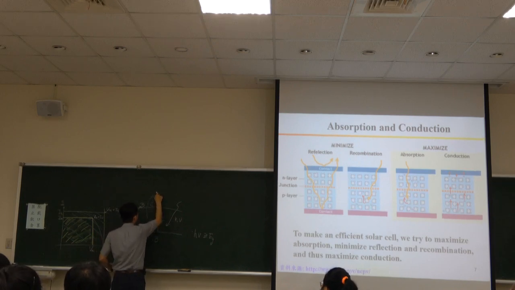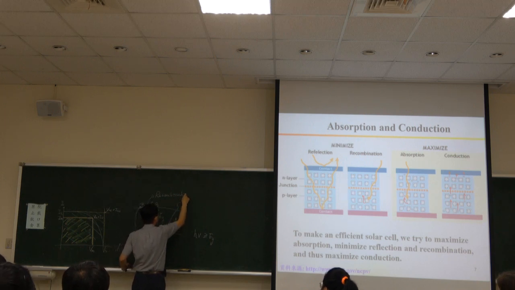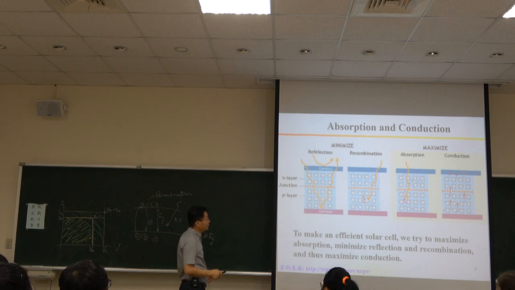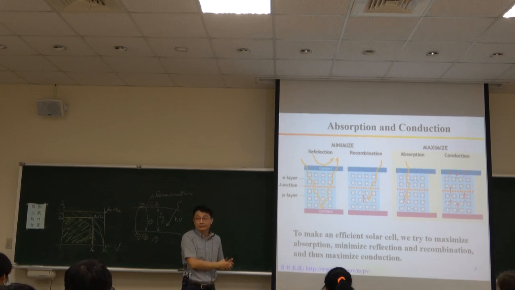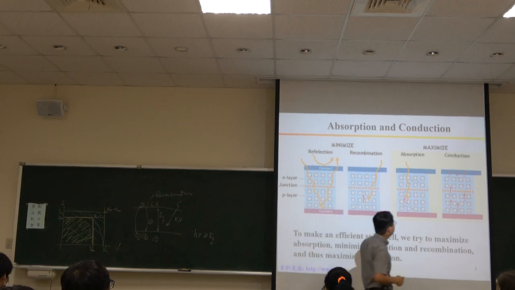Which means that the electron, the charge, has been separated but is recombined to something, right? Some defect, for example. So we need to minimize that. And of course, maximize absorption.